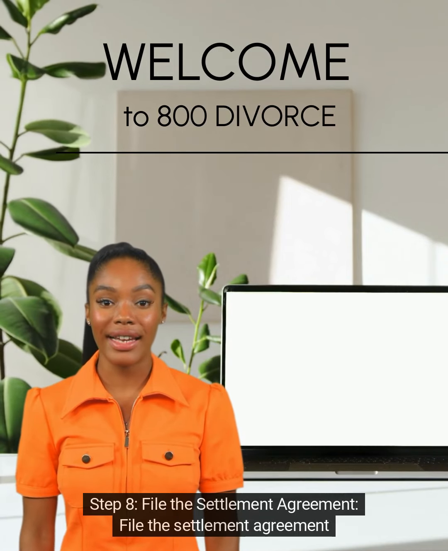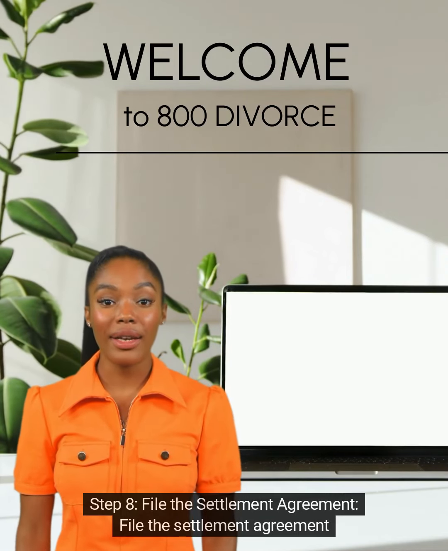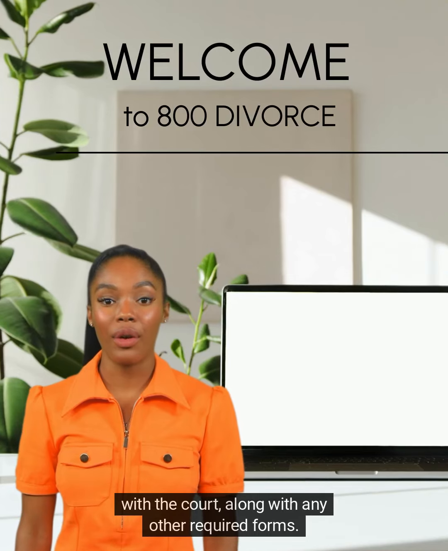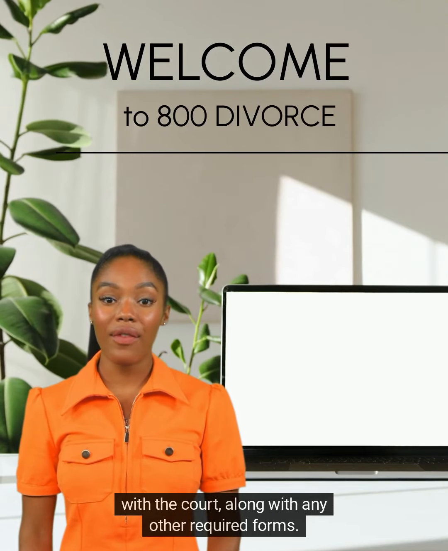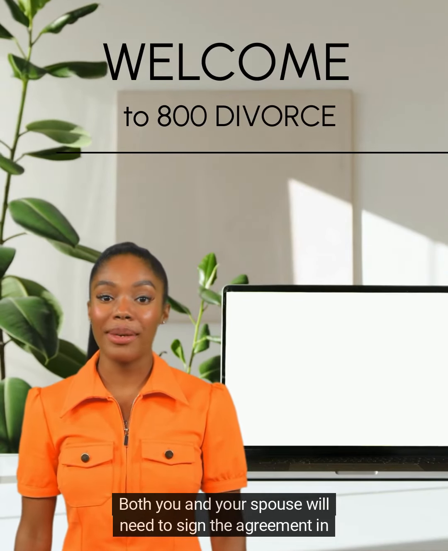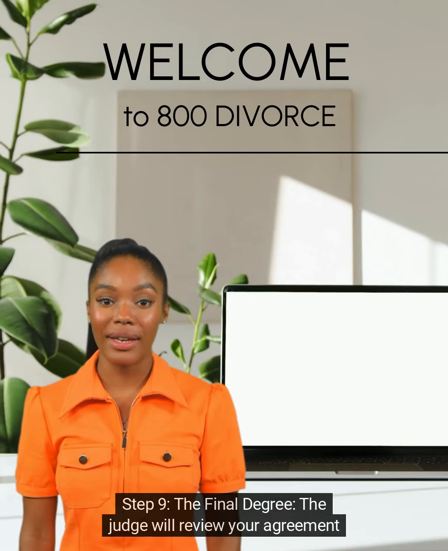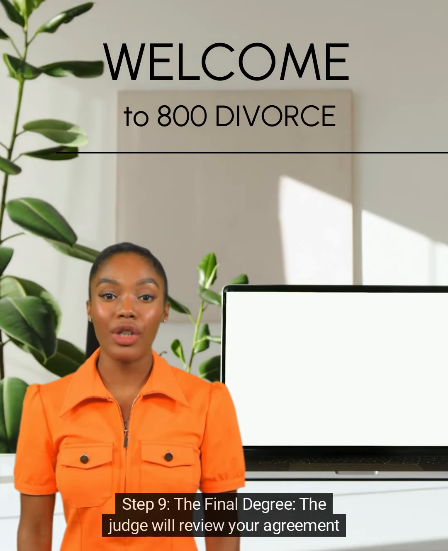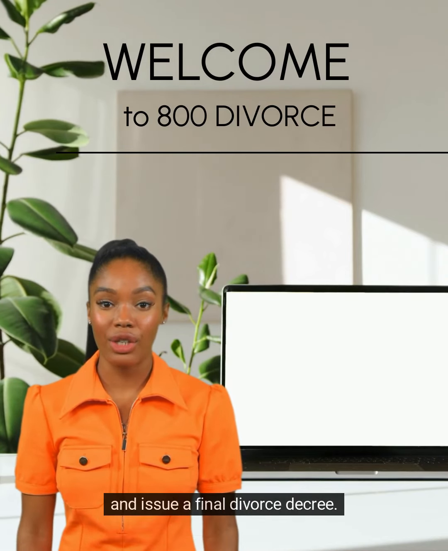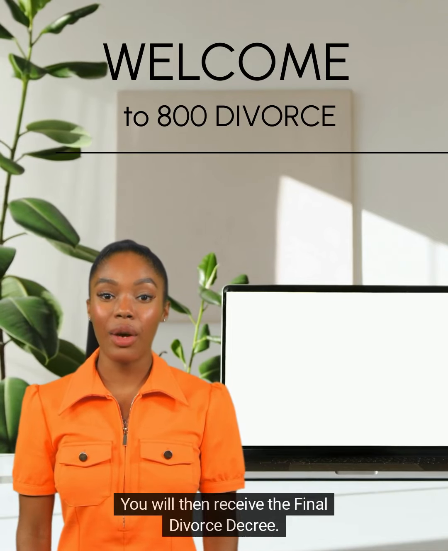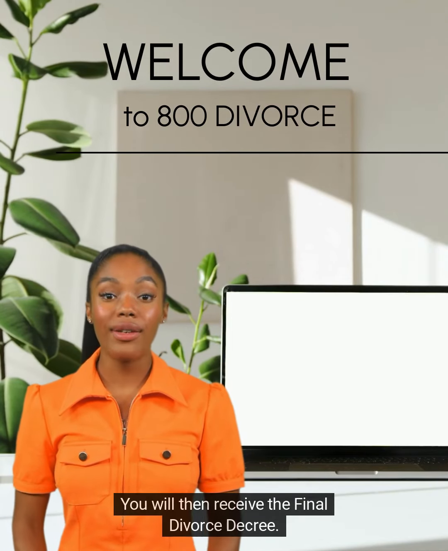Step 8. File the settlement agreement. File the settlement agreement with the court, along with any other required forms. Both you and your spouse will need to sign the agreement in front of a notary public. Step 9. The final decree. The judge will review your agreement and issue a final divorce decree. You will then receive the final divorce decree.